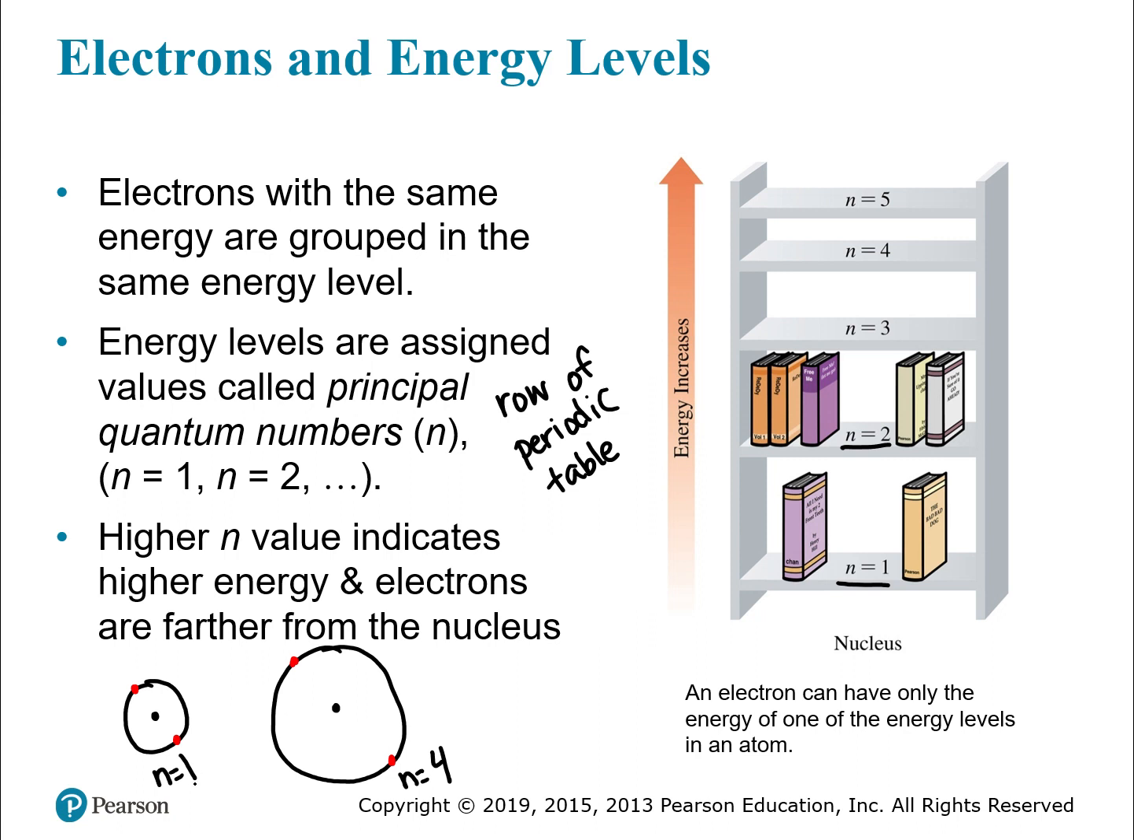So if you have electrons in n equals 1 versus n equals 4, those electrons in the n equals 4 have more energy and they're further away from the nucleus than the electrons in n equals 1. So that's the summary of this slide. Again, let me know if you're good or if I need to go over a certain point again.